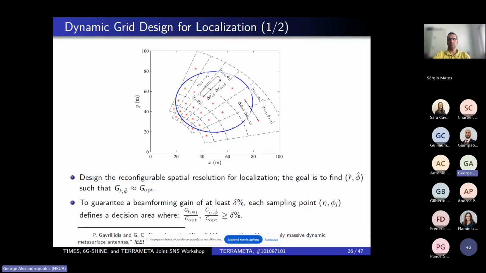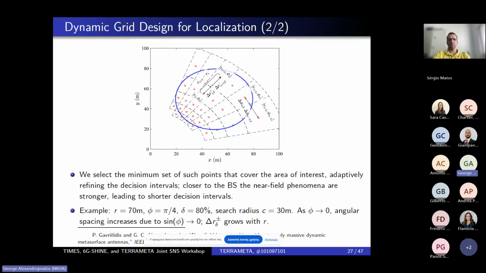where you do the search right now is non-uniform and needs to be dynamically adapted while the UE moves towards any direction. And we select in this grid the minimum set of points that cover the area of influence, adaptively refining the decision intervals, which means at the end of the day that the closer to the UE, the stronger the near-field phenomena are, leading to shorter decision intervals.